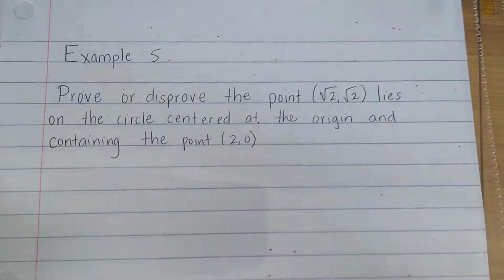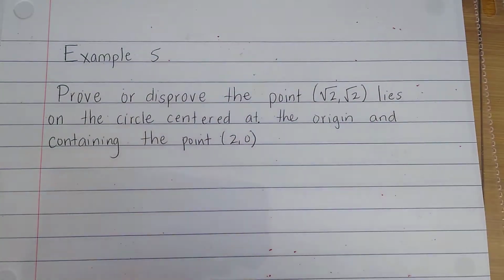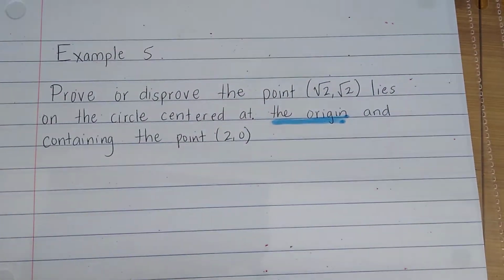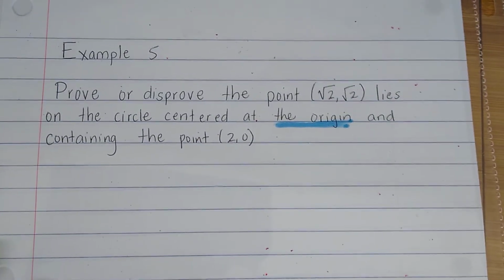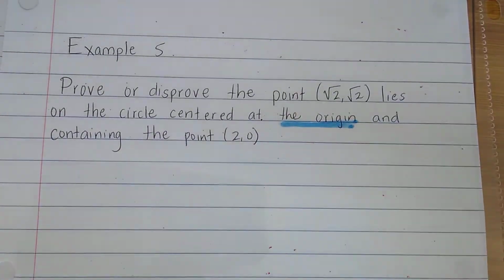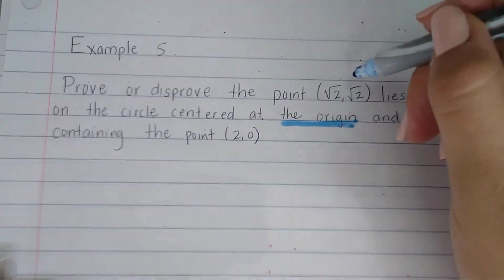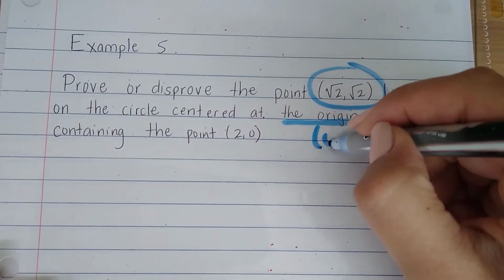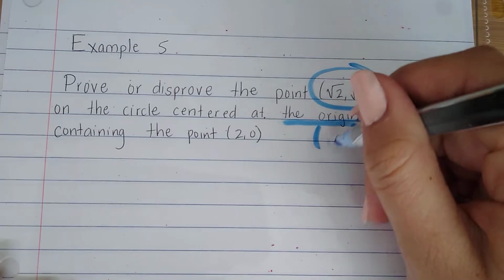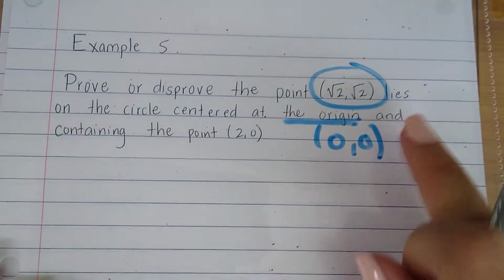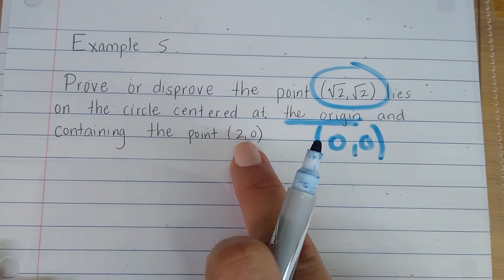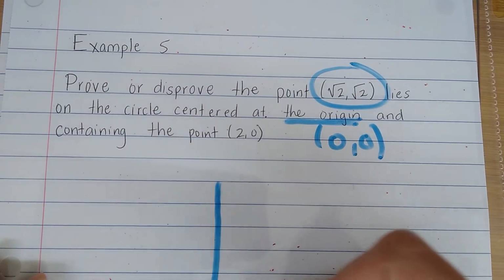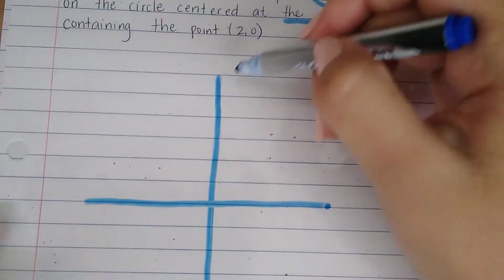So in this case, the origin is just 0, 0. And if you remember before, we have this point here and it lies at the origin. Well, the origin here is 0, 0 and containing the point 2, 0. So we're not exactly sure, we don't know the radius yet.